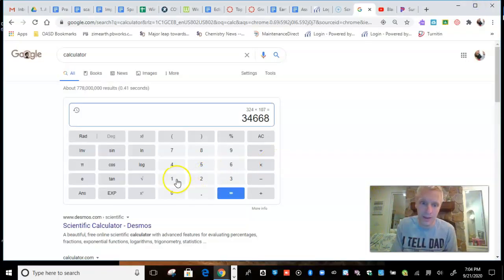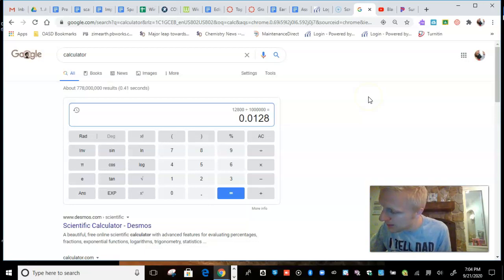All right, let's do that. 12,800 divided by 1 million. And that's 0.0128. Scale distance, scale diameter. 0.0128. Well, that's a very small number of centimeters.